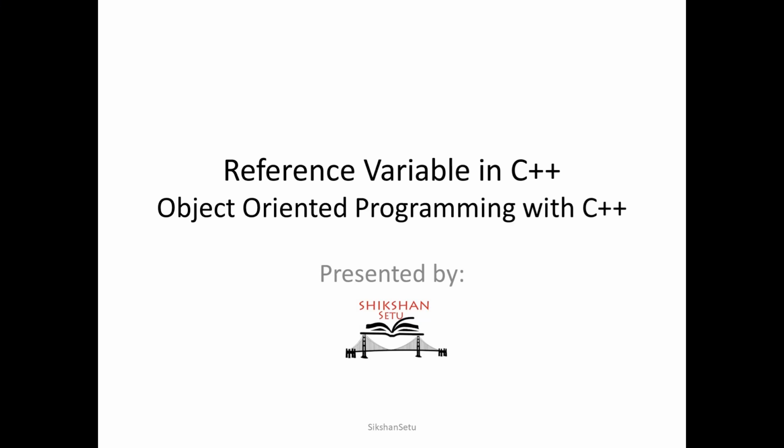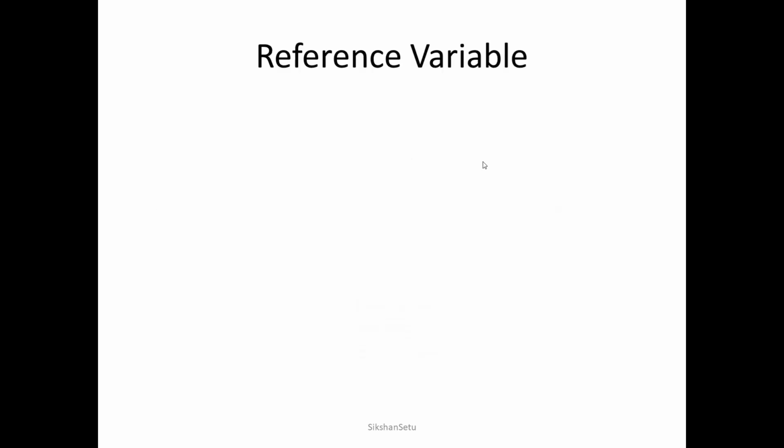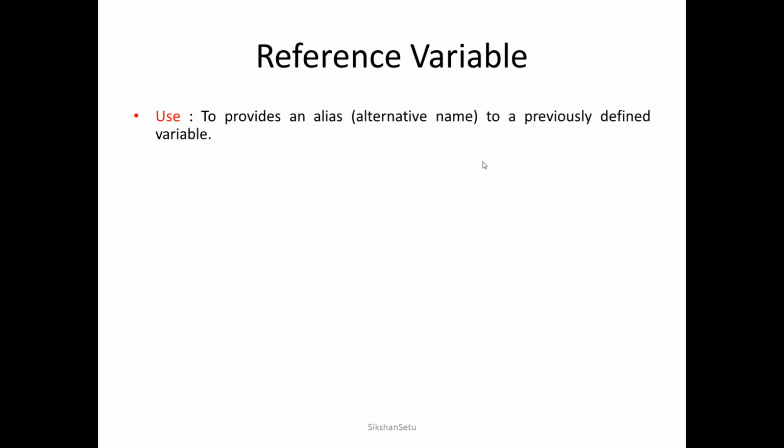Hello friends, in this video we will be talking about the reference variable concept which is used in C++. So first of all, what is the use of a reference variable? A reference variable is used to provide an alias, or we can say an alternative name or a duplicate name, to a previously defined variable. We will try to understand it, but before that, what is the syntax of defining a reference variable?